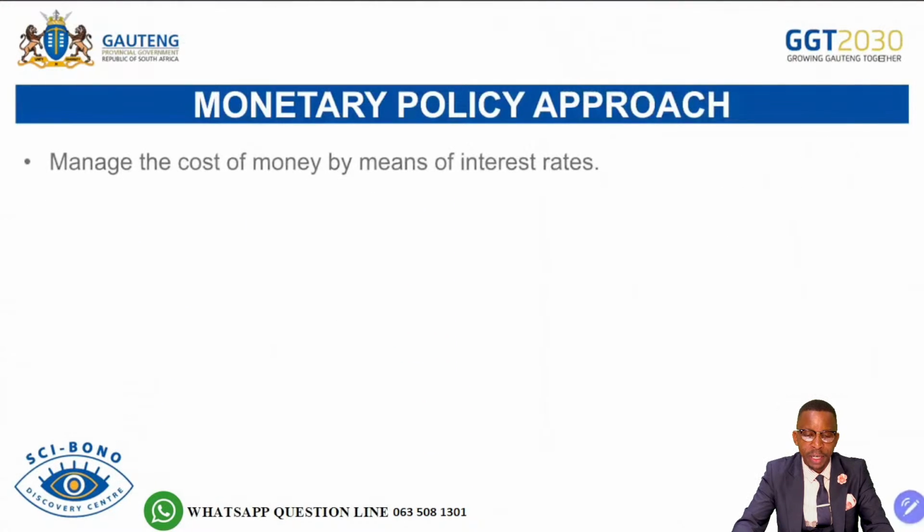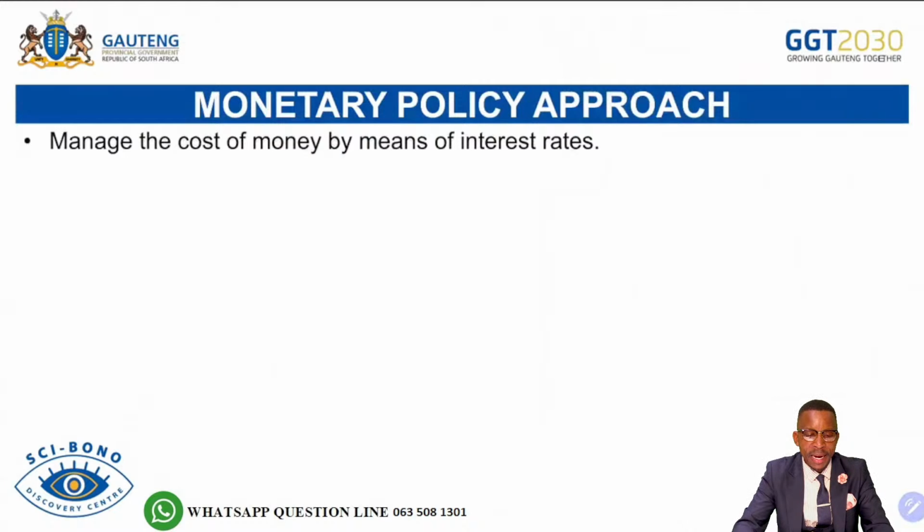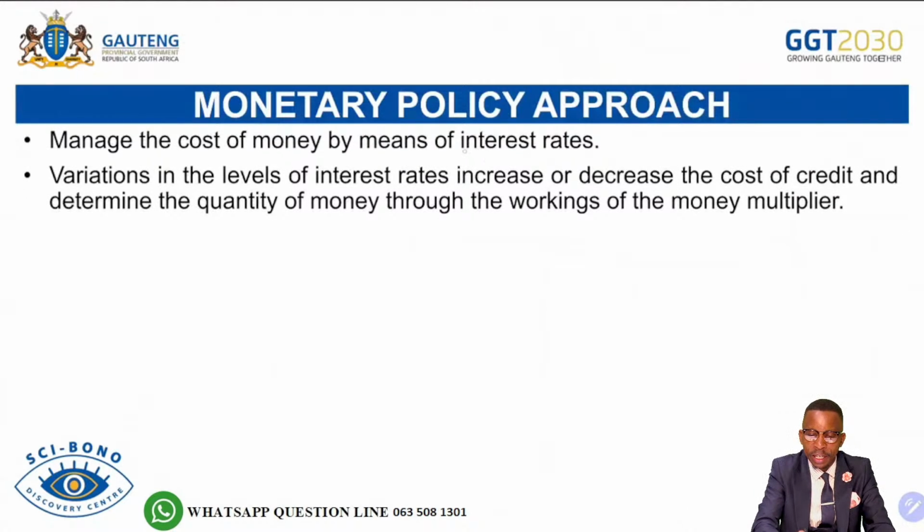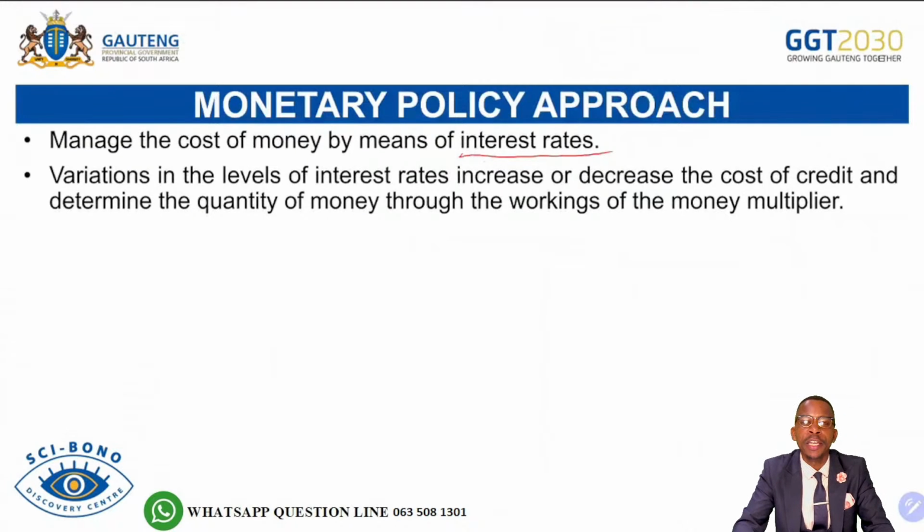We continue with the monetary policy approach. Manage the cost of money by means of the interest rate. Remember, the central bank intervenes by influencing the repo rate. Remember, the repo rate is the interest rate charged by the Reserve Bank to commercial banks on their borrowings. It is very important for you to have that background information: whenever commercial banks need money, they borrow money from the Reserve Bank. And as they borrow money from the Reserve Bank, it is not interest-free.